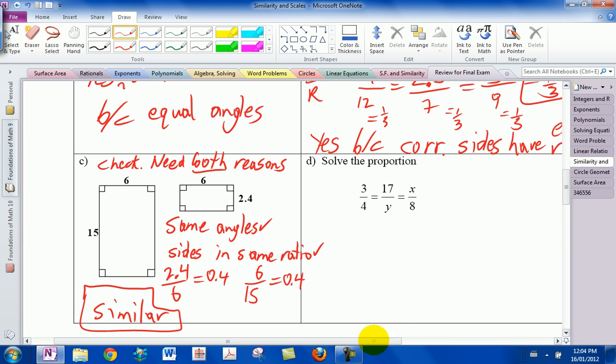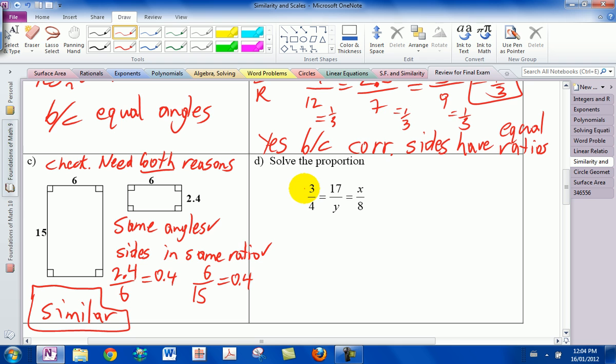Good. Solve each proportion. So everything equals 3 over 4. So we have 3 over 4 equal to 17 over y. And we also have 3 over 4 equal to x over 8. So what we want to do here is we want to cross multiply. Okay. We're doing the opposite of divisions.